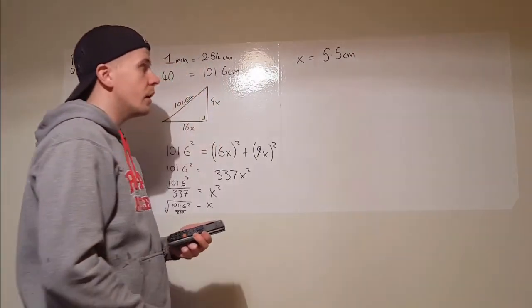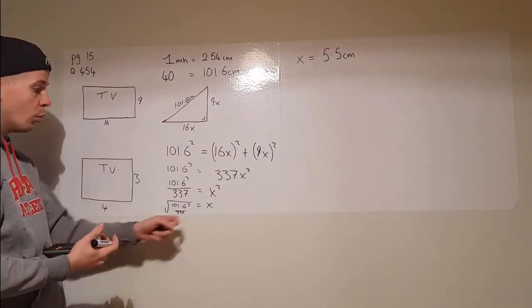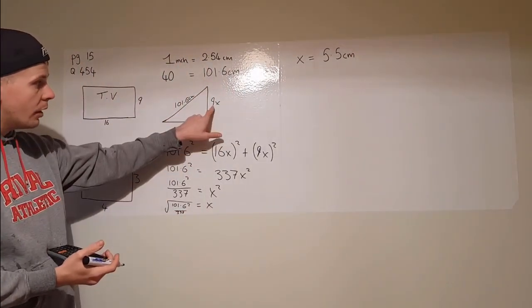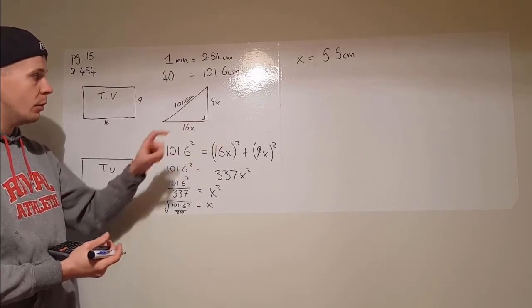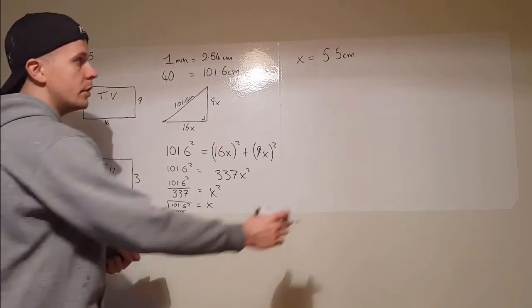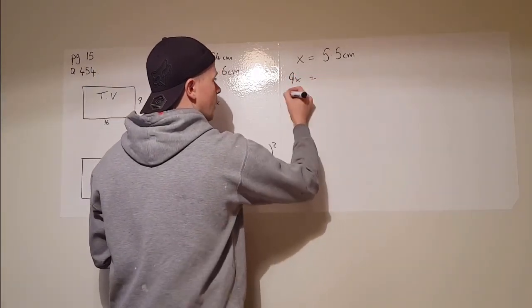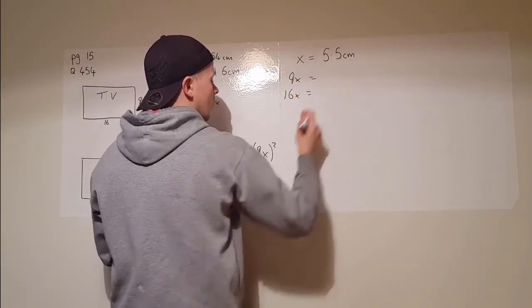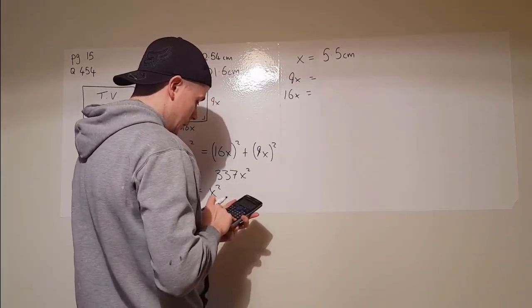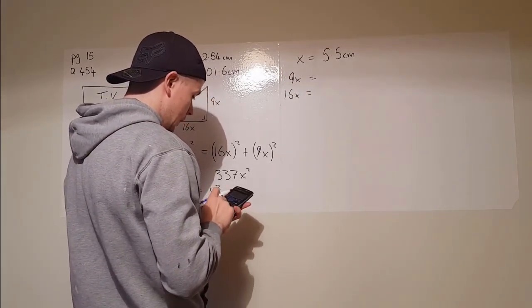Alright, 5.5 centimeters. So that is what one part is. Now remember, we have 9 parts and we have 16 parts. So we want to find the height and the width. So I'm going to take and multiply this by 9. And I'm also going to multiply it by 16. Alright, so 5.5 by 9.